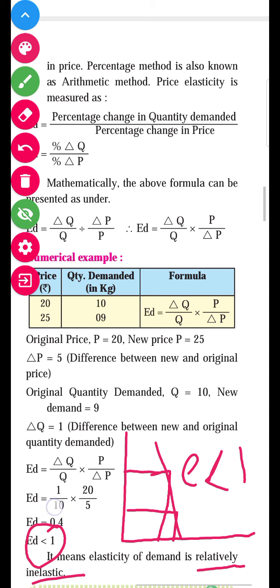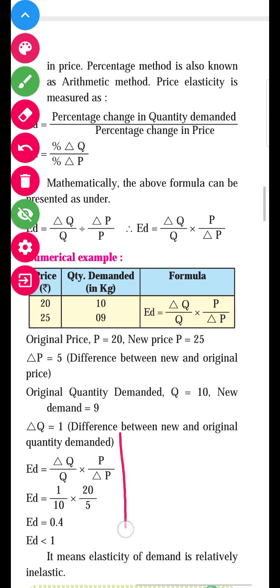So suppose here answer comes 0.4. If the answer comes 0.5, it is same. If the answer comes 0.7, it is same type of elasticity of demand. Yes, the value comes less than 1. So it is a relatively inelastic demand, and the slope of demand is steeper.